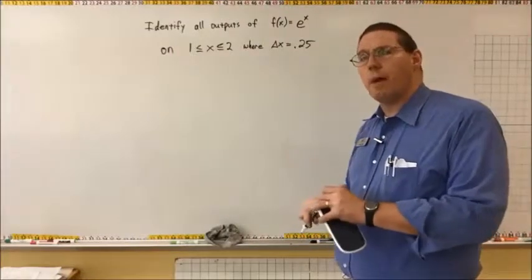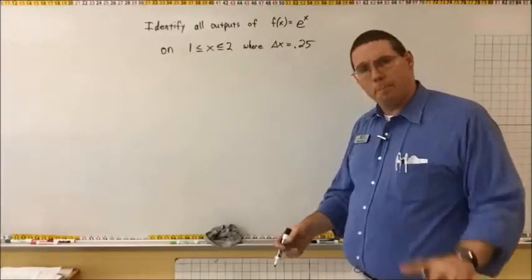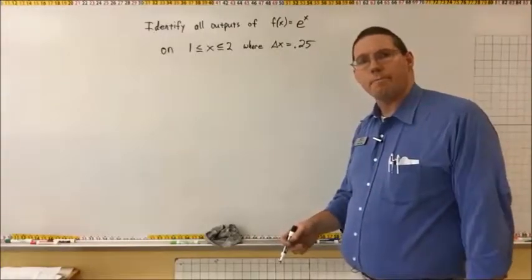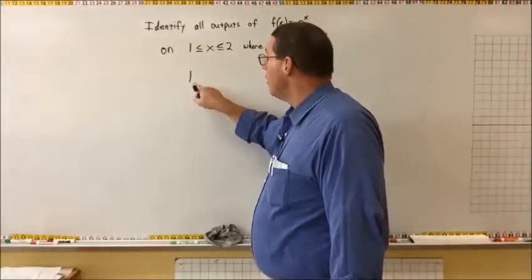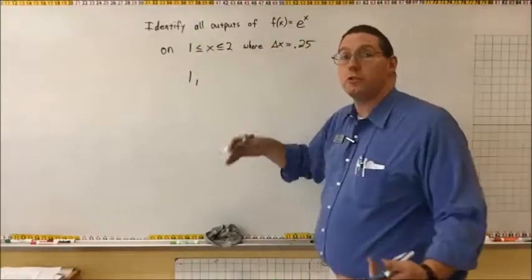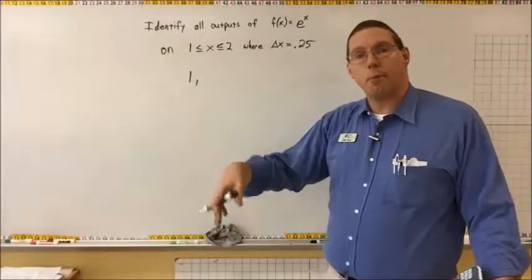So let's first think about what are all of the x values that we're going to use. Try to write them down. Go ahead and pause the video and try to write them down. Okay, so we know we're going to use 1 because we're starting at 1. Then our change in x is 0.25. So basically what we do is we just add the change in x to the previous value.